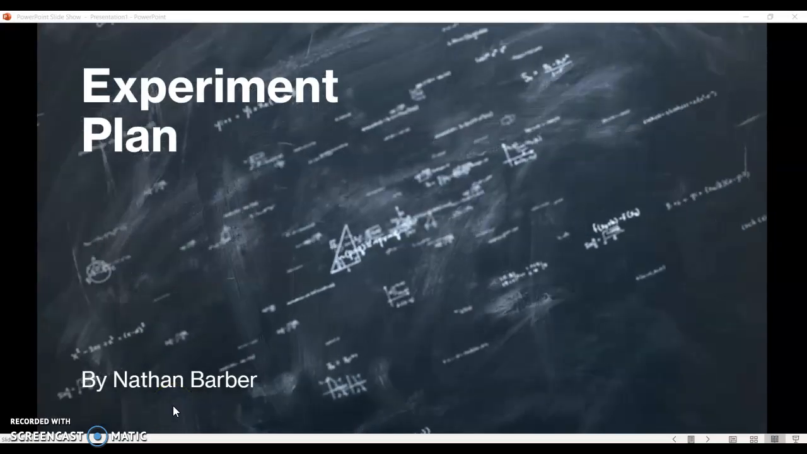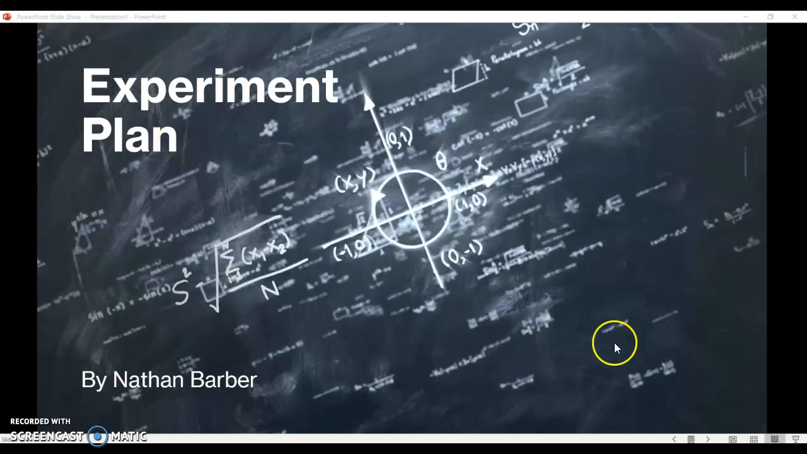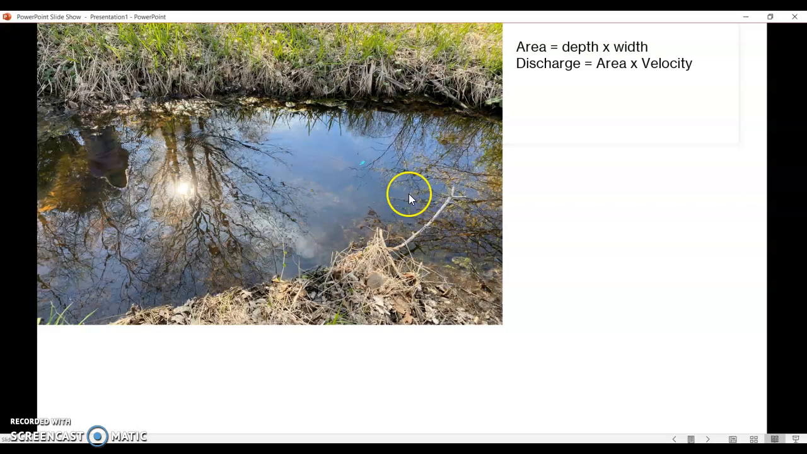Hey everybody, so for this week's video we have to talk about our experiment plan. So I decided to do an actual creek. This is Cranberry Creek, and this is actually right in front of my house and runs through the area where I live.